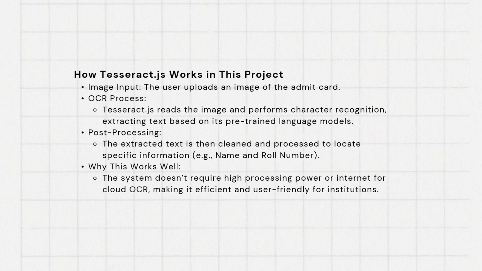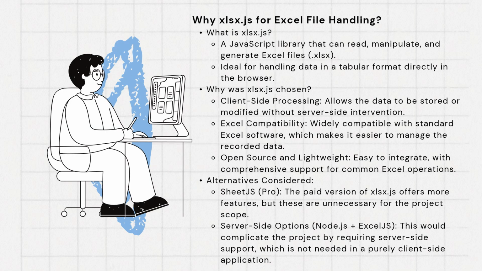How Tesseract.js works in this project. Image input: the user uploads an image of the admit card. OCR process: Tesseract.js reads the image and performs character recognition, extracting text based on its pre-trained language models. Post-processing: the extracted text is then cleaned and processed to locate specific information. Why this works well: this system doesn't require high processing power or internet for cloud OCR, making it efficient and user-friendly for institutions.